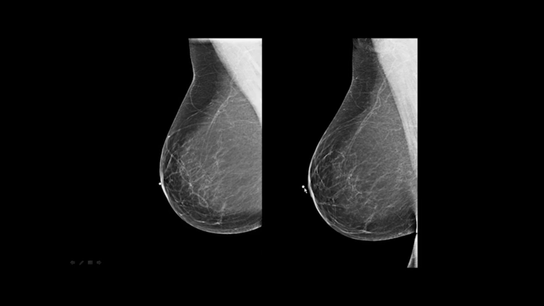Also, you can see the nipple is in profile here better than here. It's barely in profile. The IMF's on here. There's a little fold here. You can see the black air gap where the skin doesn't touch the detector. There's a little fold, but at least it's on there.